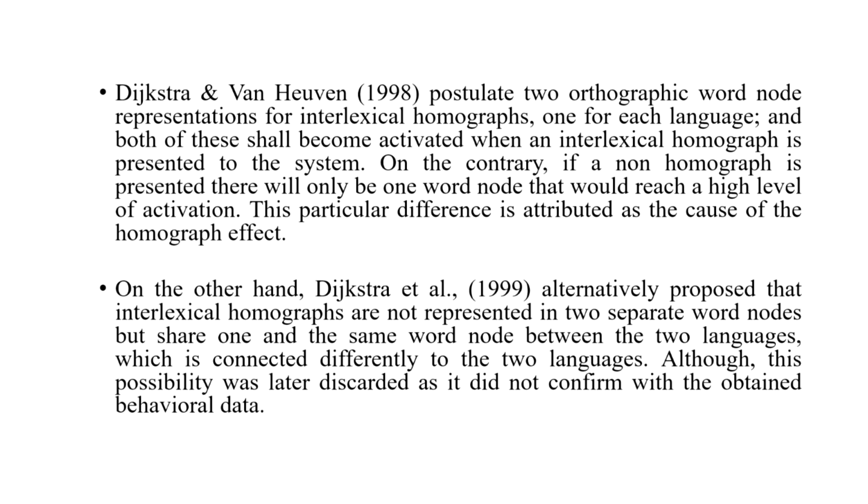An alternate proposal also given by Dijkstra and colleagues was that the interlexical homographs were not to be represented in both the languages across two separate word nodes, but would actually share one and the same word node which will be common to both the languages. However, they discarded this possibility later because it did not conform with the obtained data in later experiments.